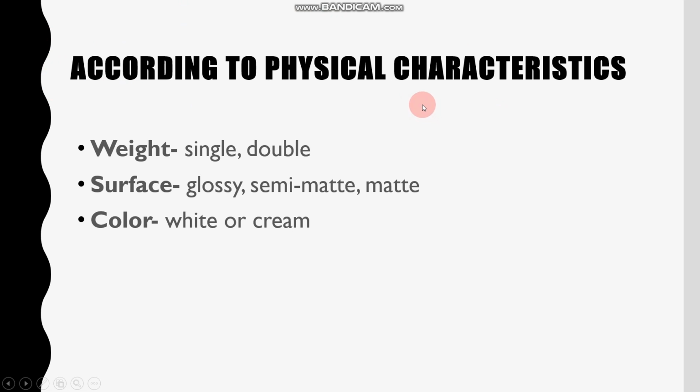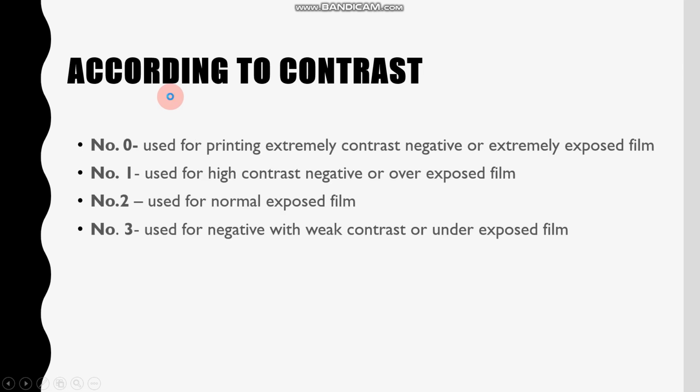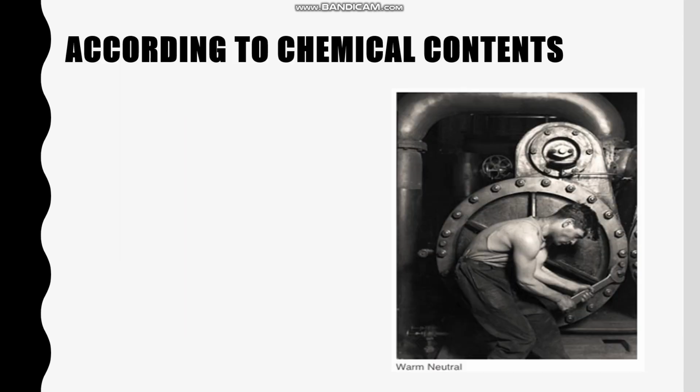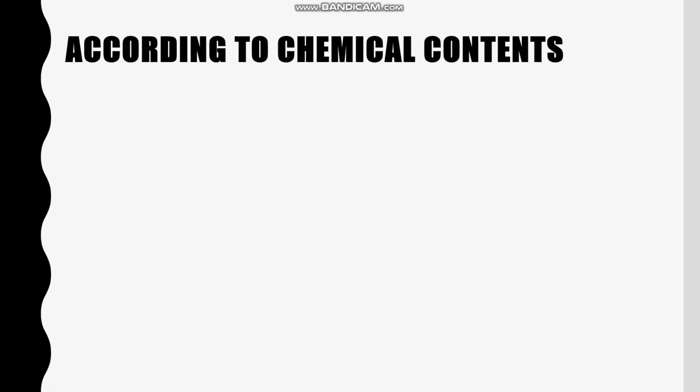And lastly, so familiar naman kayo dito, according to physical characteristics. According to its weight, we have single, double. To its surface, may glossy tayo, di ba? We have semi-matte, matte. The color na photographic paper, we have white or cream. So that is all about the photographic paper according to its physical characteristic, according to its contrast, and according to its chemical contents. So tapos na po tayo about the photographic film and the photographic paper.